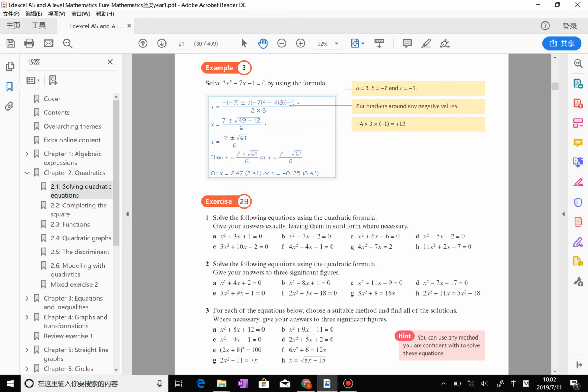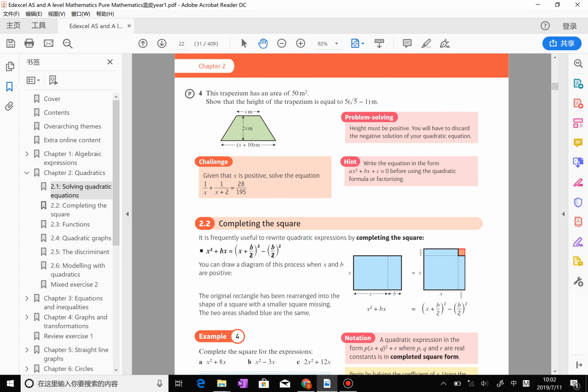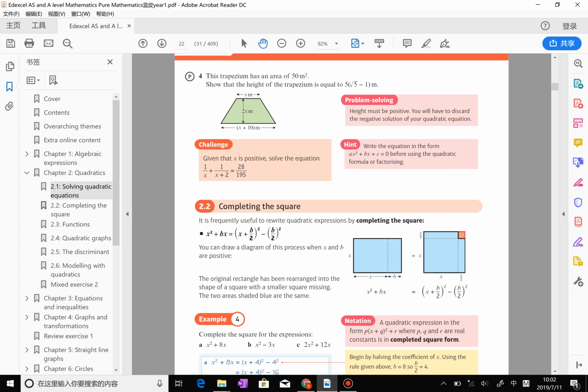For the exercises, I hope you can stop the video, try to solve them all, and check the answers with the book to see how many points you can get.